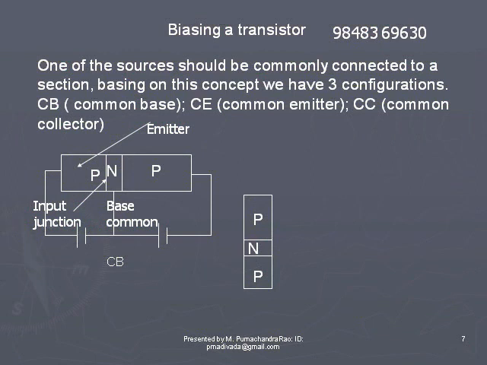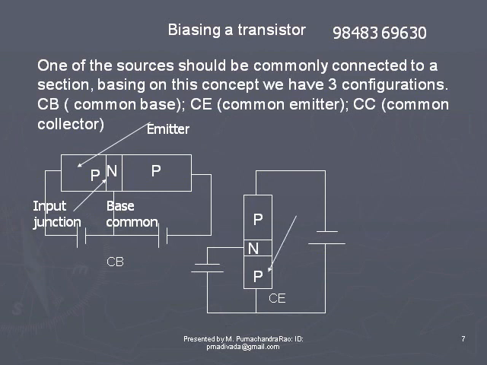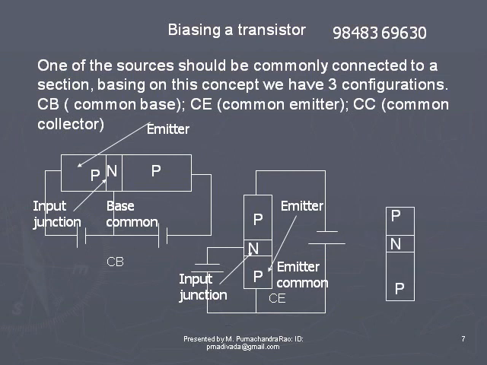The left side line, between P and N, indicates the emitter junction. This emitter junction is forward biased. It is the input junction. The right line indicates the NP junction, the collector junction, that is the output junction. The output junction should be reverse biased. So the negative of the battery is connected to the P-type material.